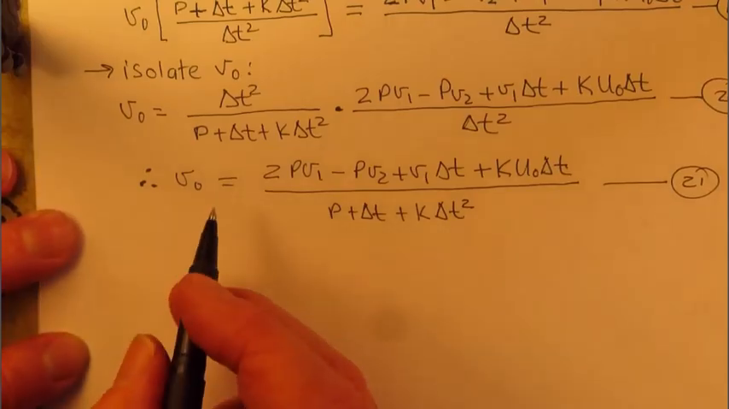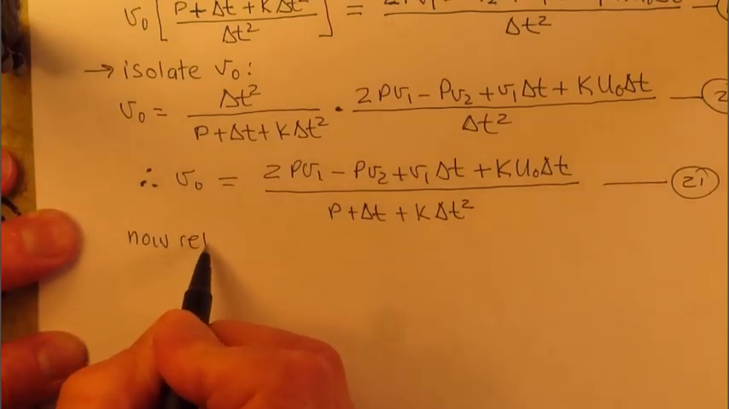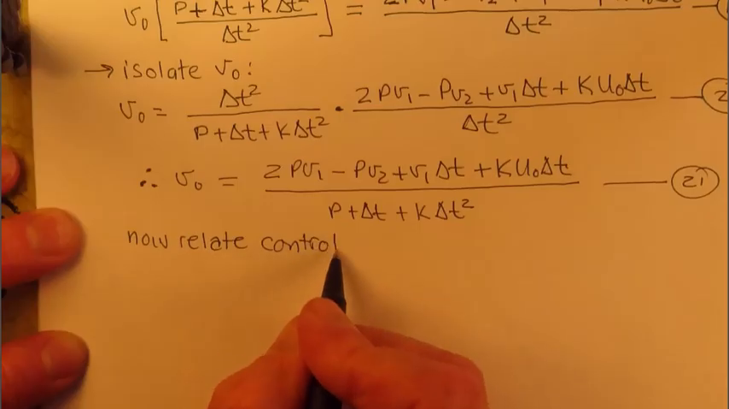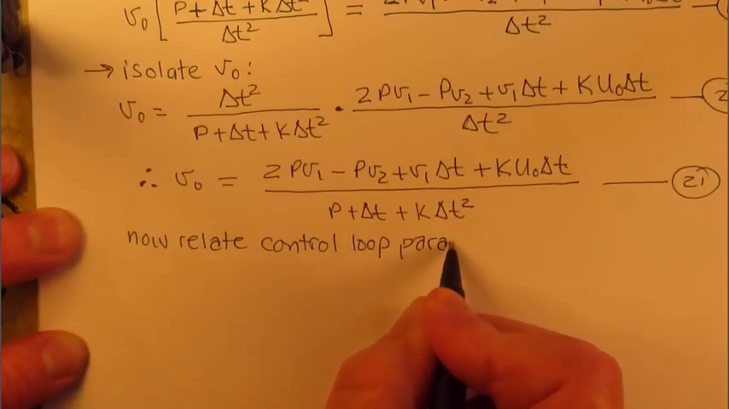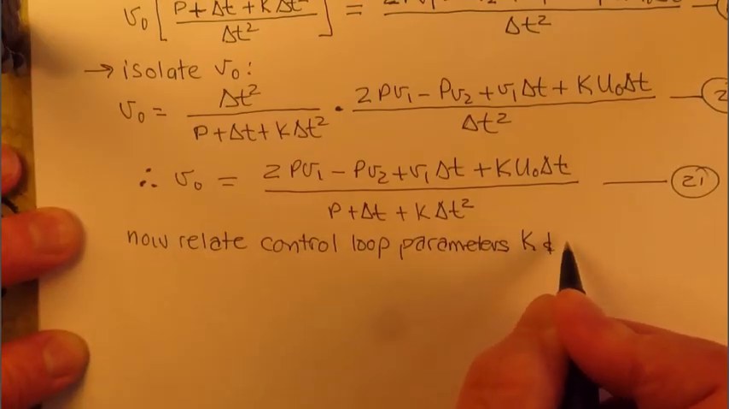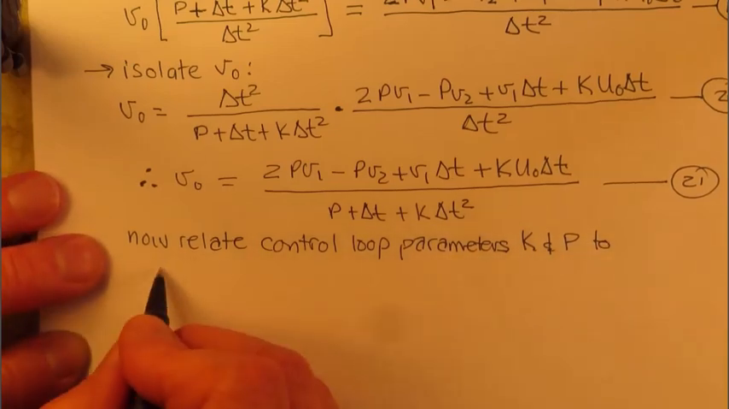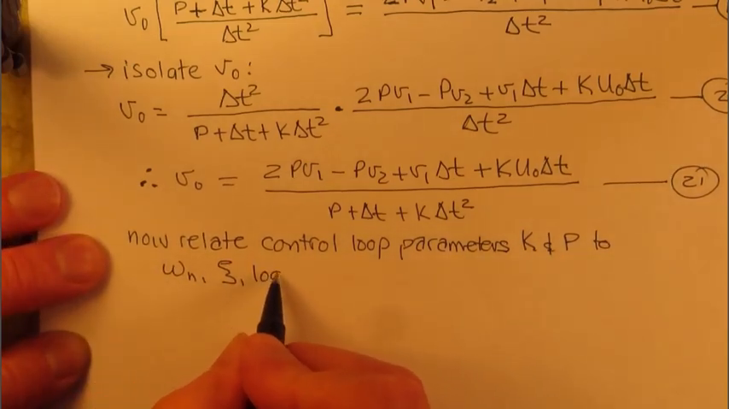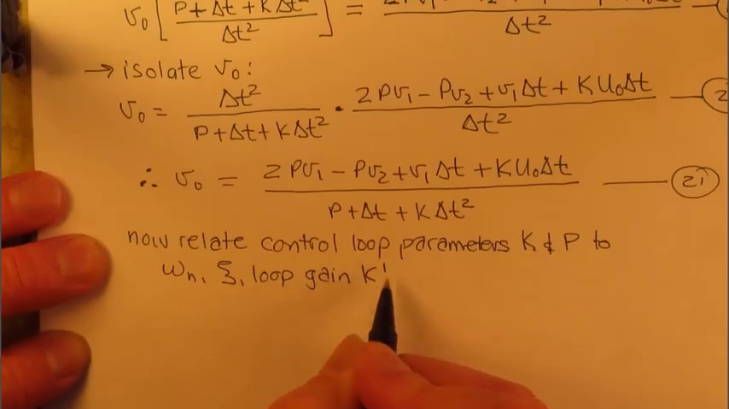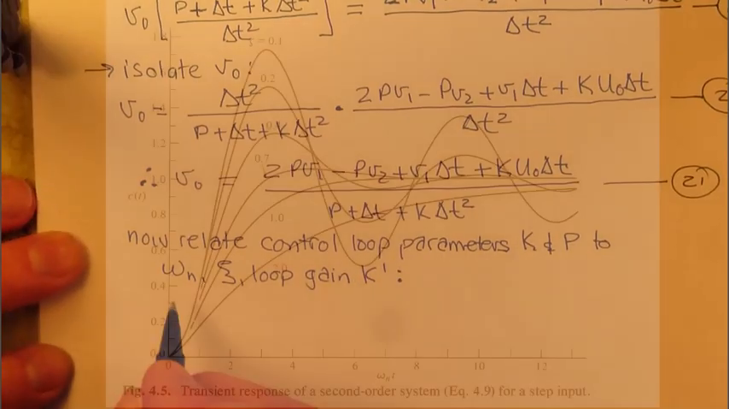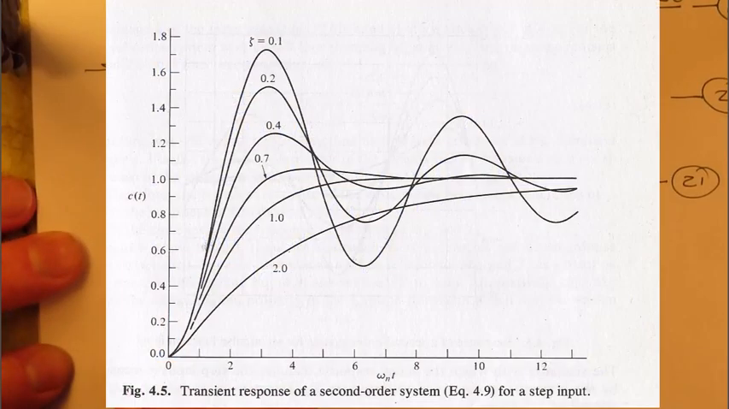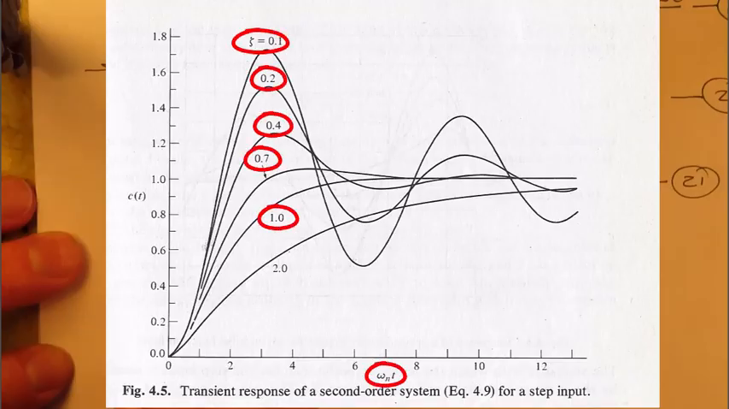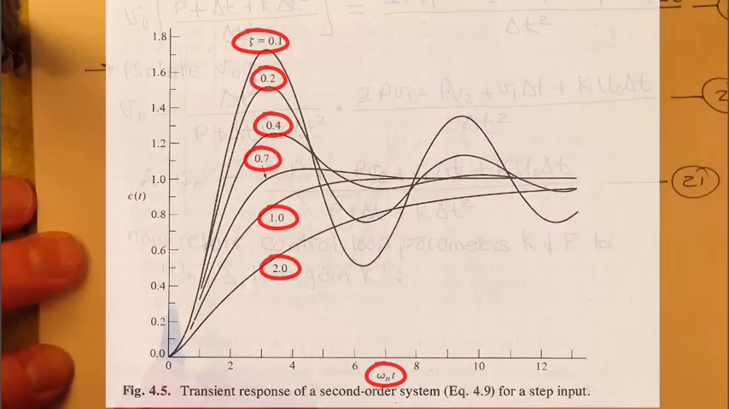Now we're getting close to the end. Now we want to relate the control loop parameters K and p to the normal second order control loop parameters natural frequency omega n and damping ratio zeta and loop gain K, or let's call it K prime to distinguish it from the other K. This is important because particularly natural frequency and damping ratio tell us the characteristics of the loop in a way that, at least for me, I can't get from looking at values for p and K.